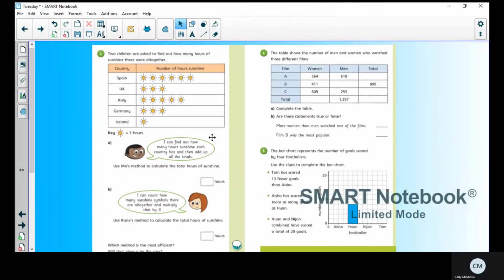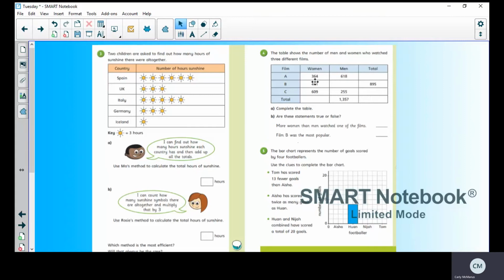Here it says, the table shows a number of men and women who watched 3 different films. So you've got film A, B, and C, men, women, and then the total there, and then the total there. It says complete the table. Now, to be able to complete the table, you need to look, are these statements true or false? So the first thing you need to do is to complete the table before you answer these questions.